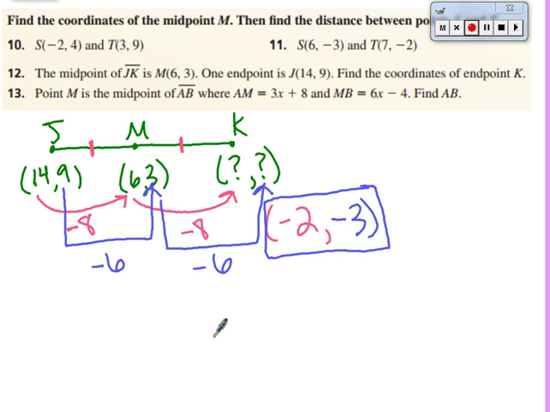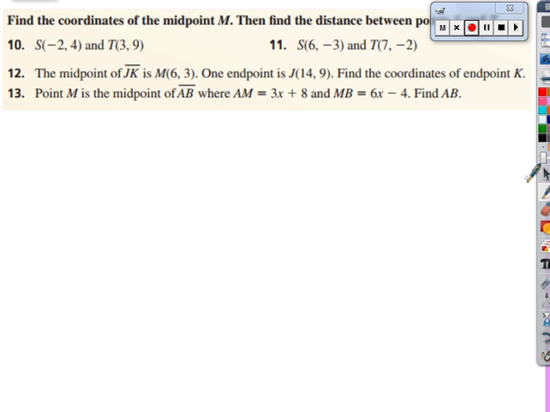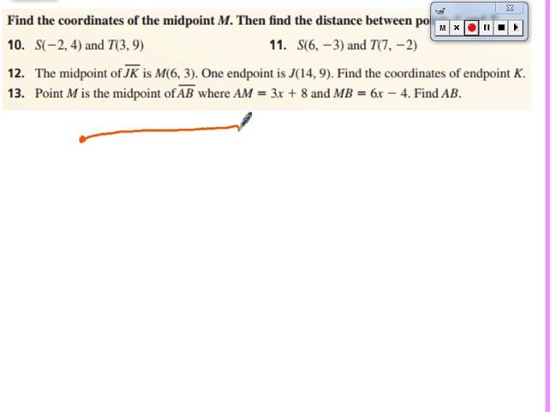Alright, number 13. I'm going to clear this again to make some room. On 13, M is the midpoint of AB. So again, if it helps, draw a picture. You have segment AB, and M is the middle. AM is 3x plus 8. MB is 6x minus 4. Find the length of AB.